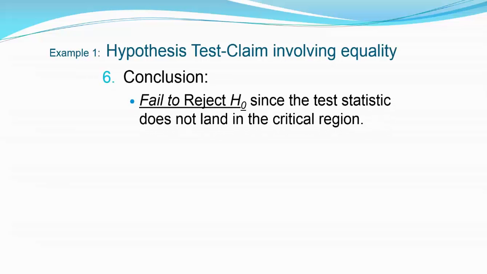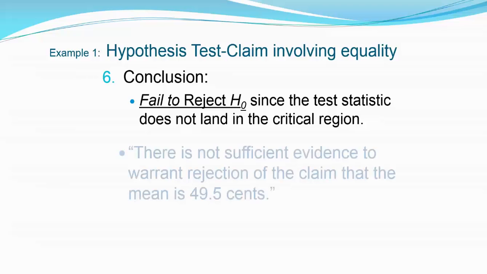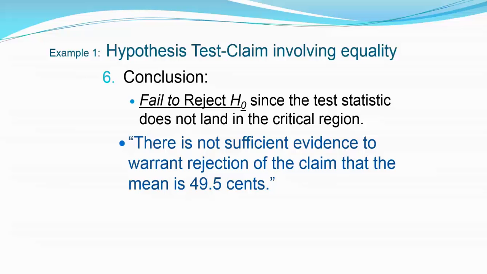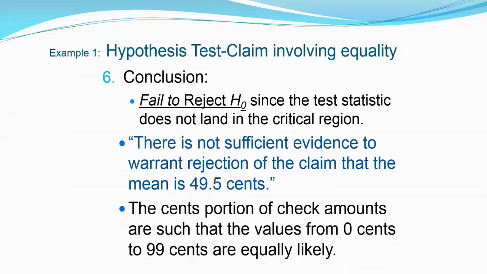So here's the conclusion. We failed to reject the null since the test statistic does not land in the critical region. So there is not sufficient evidence to warrant rejection of the claim that the mean is 49.5 cents. The cents portion of check amounts are such that the values from 0 cents to 99 cents are equally likely.